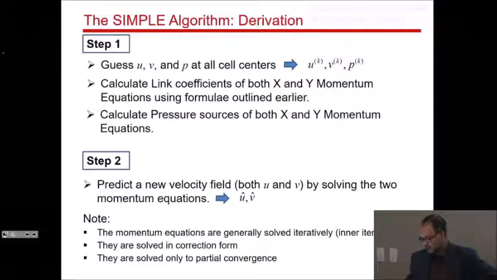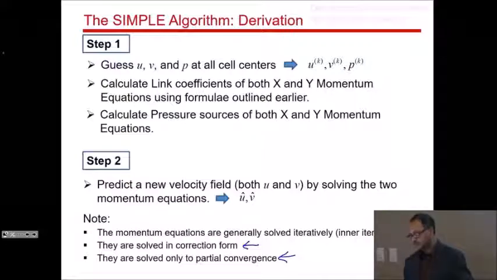Now I have some notes here, which say the momentum equations are generally solved iteratively. That's where you use inner iterations, because our matrix sizes are large. You can't use Gaussian elimination. They are solved in correction form, which is something we talked about in the previous class, and they are solved only to partial convergence. Here I want to make a note. The reason we solve them in correction form is because you have to apply inertial damping. Otherwise these nonlinear equations will blow up. So that's why you solve it in correction form. And you solve them to partial convergence.